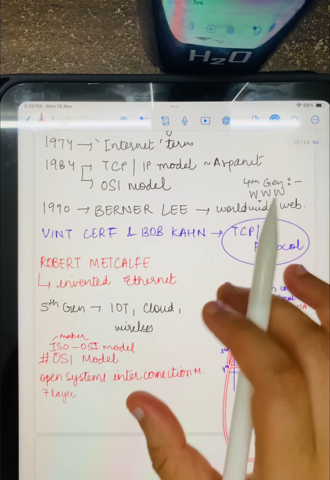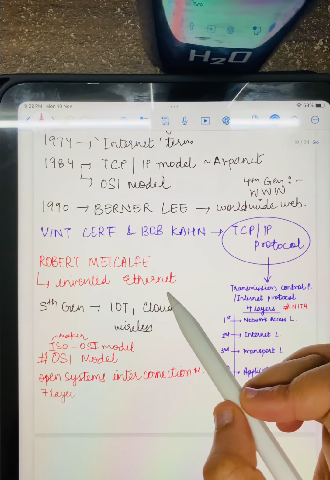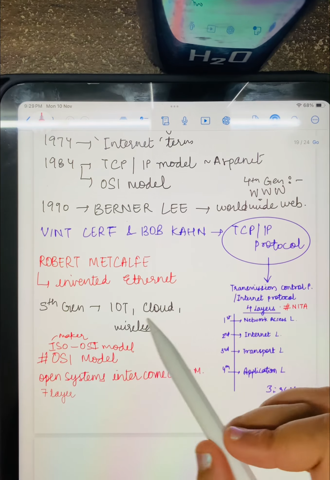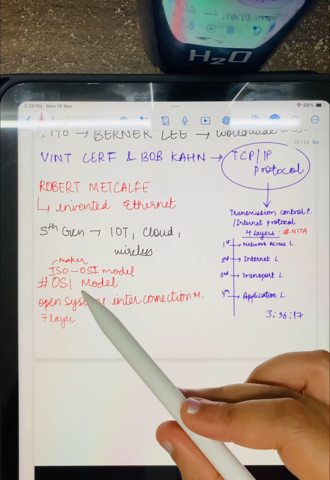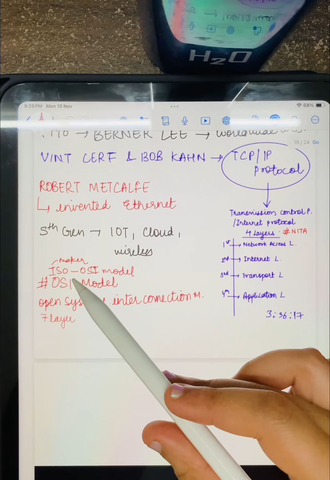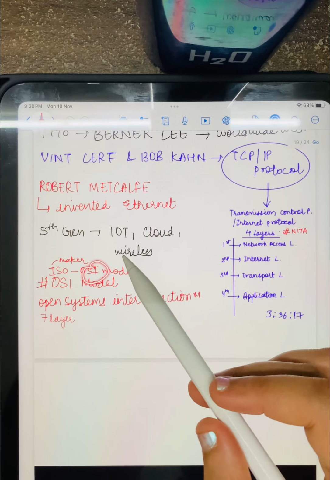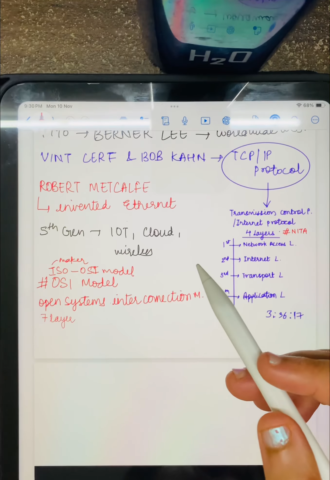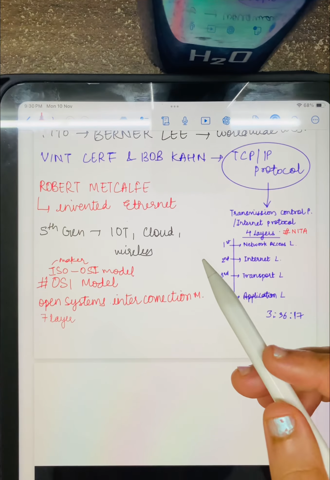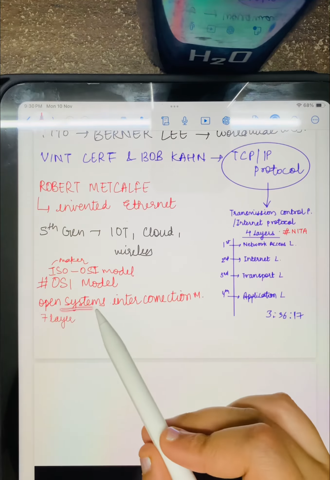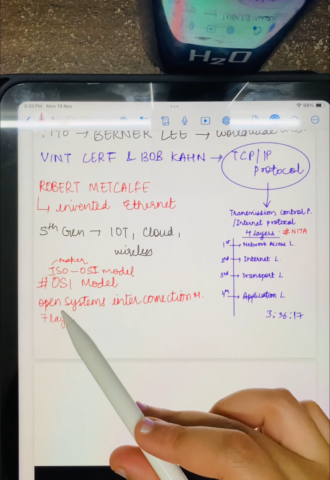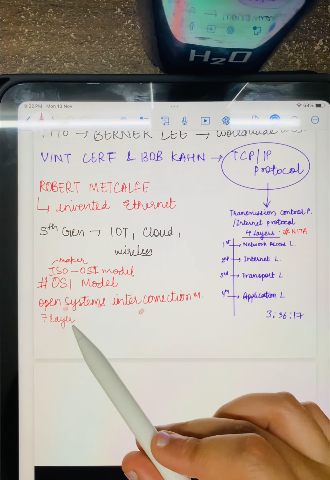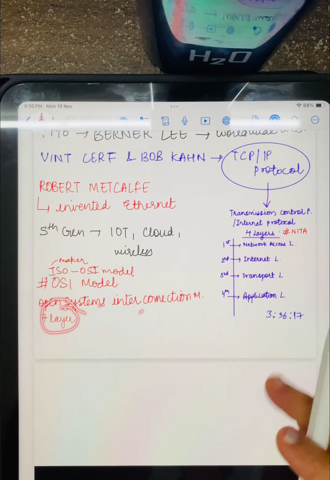Okay, so Robert Metcalfe invented Ethernet. Fifth generation: IoT, cloud and wireless, obviously. ISO is the maker and OSI is the model. Sorry, OSI is the Open Systems Interconnection. It has 7 layers.